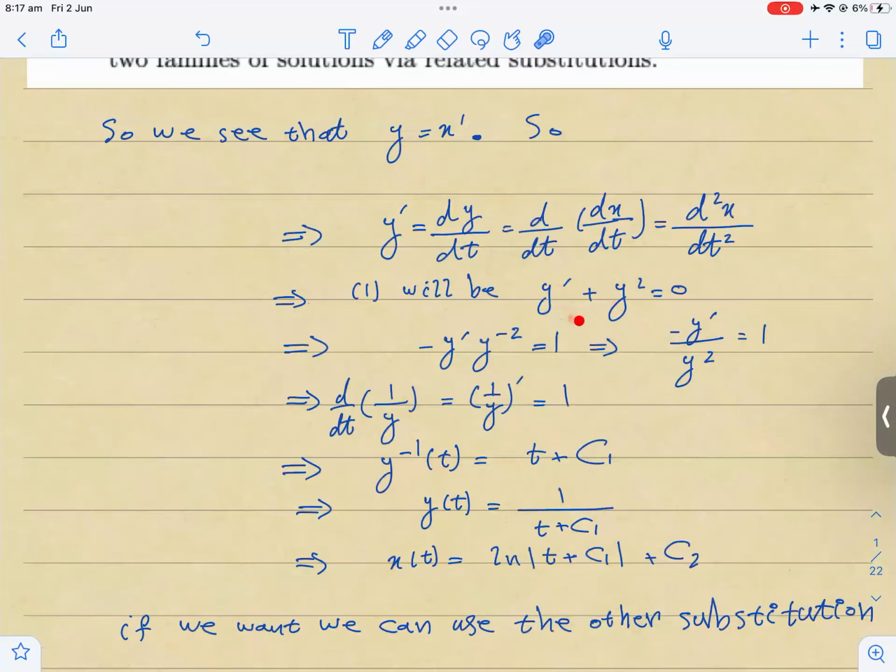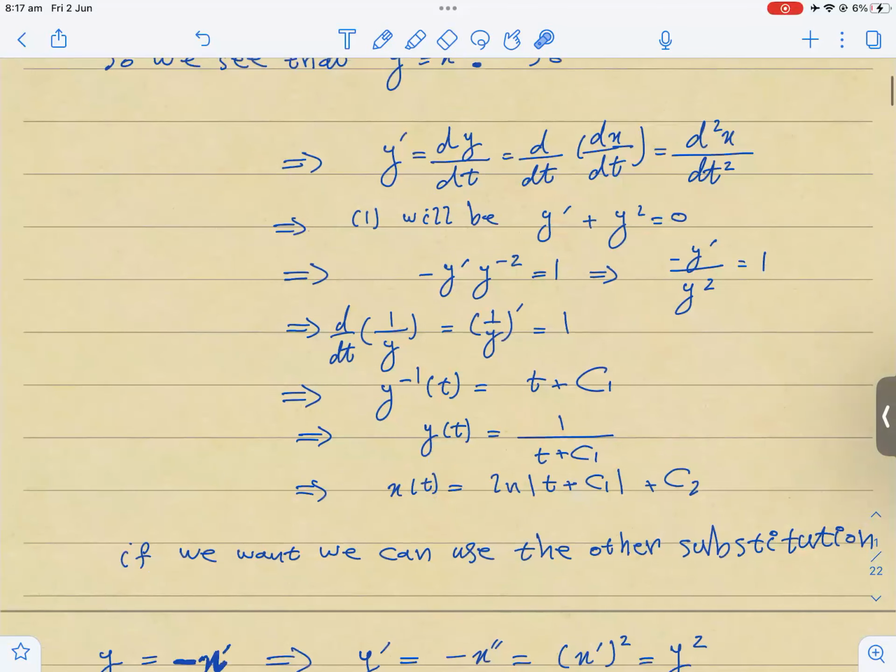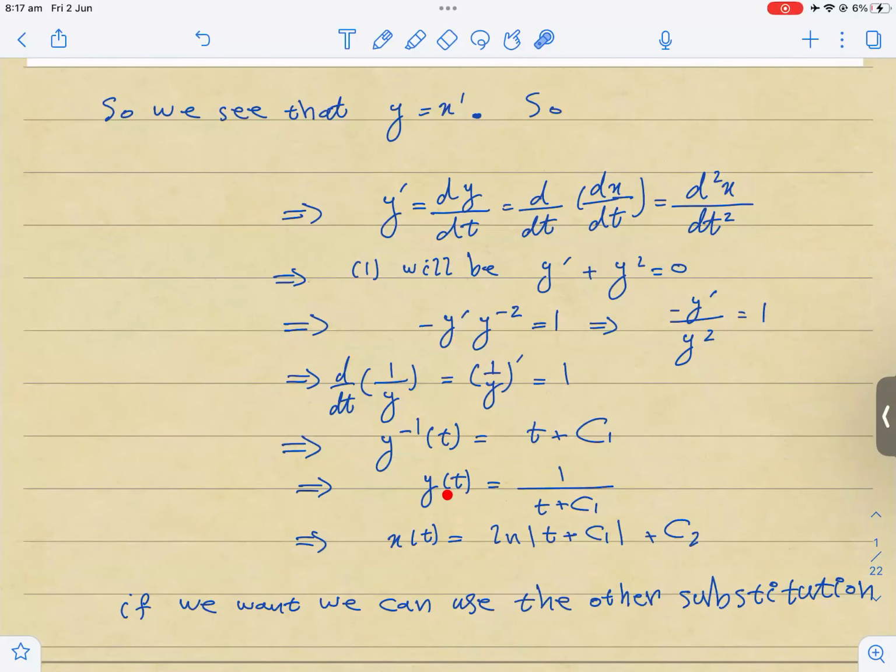we can solve this equation because it's separable. So I obtain this, and I obtain y as 1 over t plus c1. Since y was equal to x prime, so x will be log of this plus a new constant.